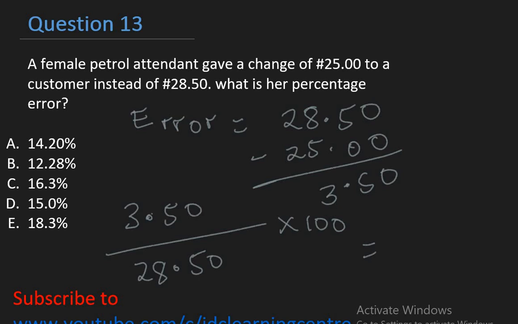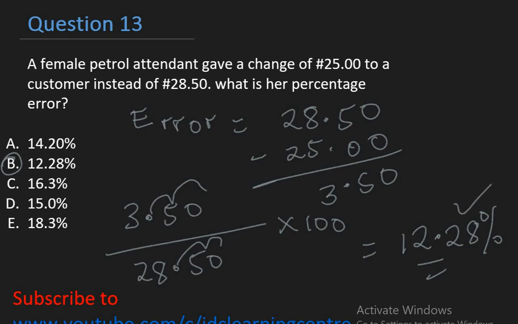Move this decimal 1, 2, 1, 2. 350 divided by 2850 times 100 will give you 12.28%. I would like to test your division skills as well. I want you to gently divide through and see if you get this answer.